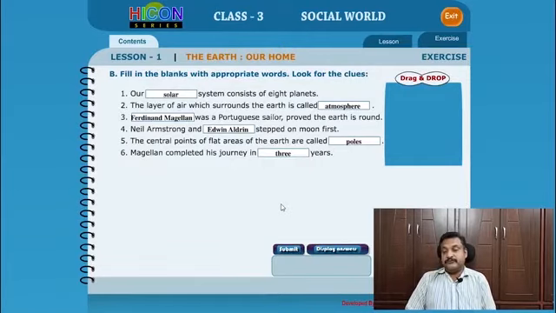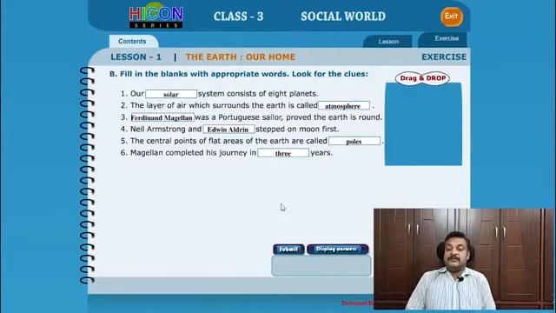So we have completed the session here, and we will read these blanks, these complete sentences once. After that, I'll give you some time to go through the sentences. So the first sentence: Our solar system consists of 8 planets, in which Earth is the third one. Second sentence: The layer of air which surrounds the Earth is called the atmosphere.